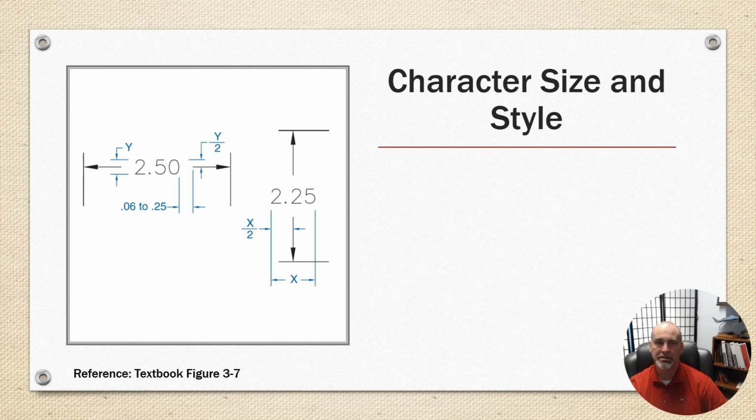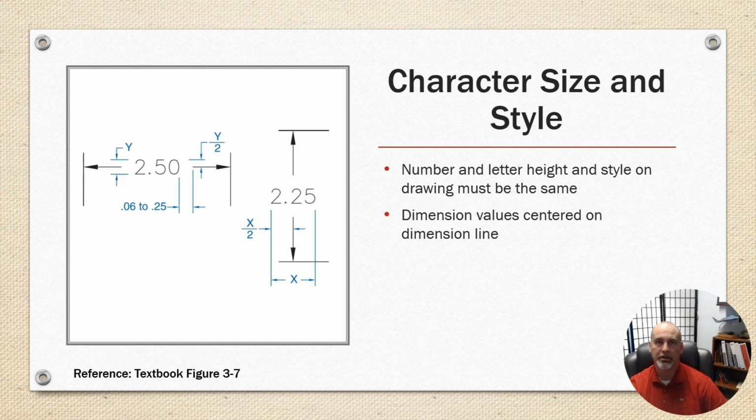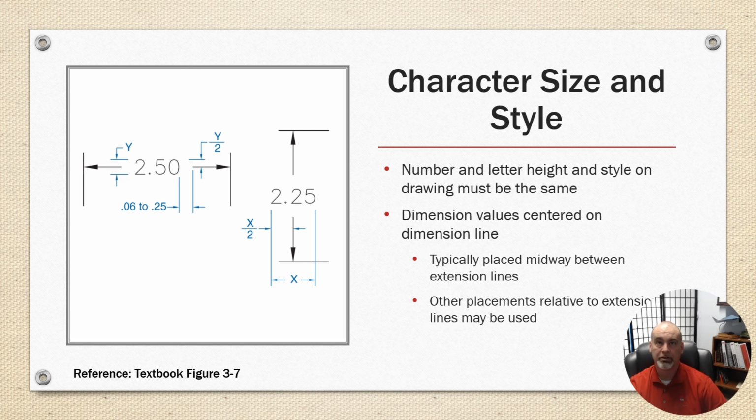Character size and style. The number and letter height and style on the drawing must be the same throughout the drawing for dimensions. Dimension values are centered on the dimension line and typically placed midway between extension lines. Other placements relative to the extension line may be used.